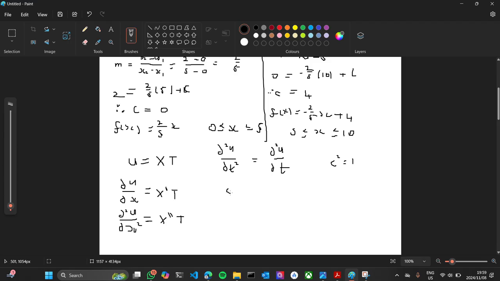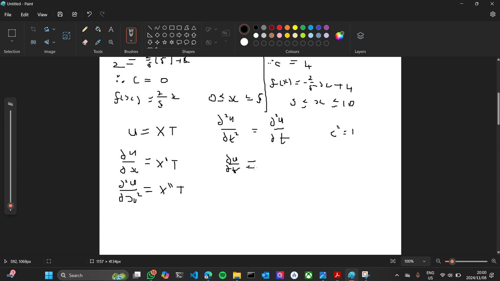So then we can do the same for t now. du over dt is equal to x times t prime, and d squared of u over dt squared is equal to x times t double prime.